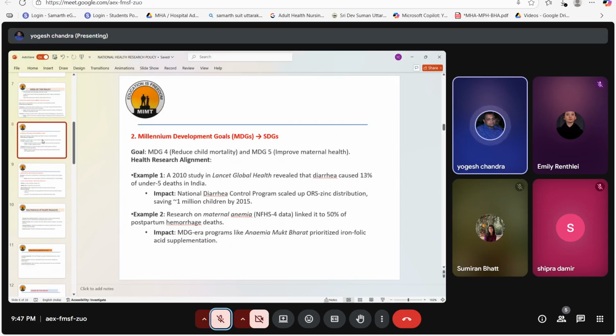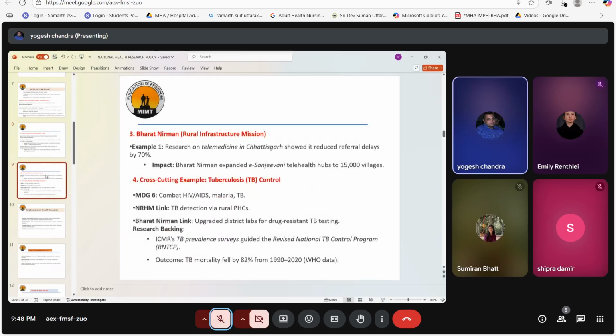Sir, research on maternal anemia, postpartum hemorrhage: 50% of postpartum hemorrhage deaths are because of this anemia. अब now you see, ये जो 50% का फिगर है ये ऐसे अपने आप नहीं आया. This is all because of the research. रिसर्च का आपके पास आउटकम आ गया. अब again प्रोग्राम क्या करेगा? They started Anemia Mukt Bharat, prioritized iron folic acid supplementation based on that particular research. So that is the impact of the health research, and because of that only the health research is very important.